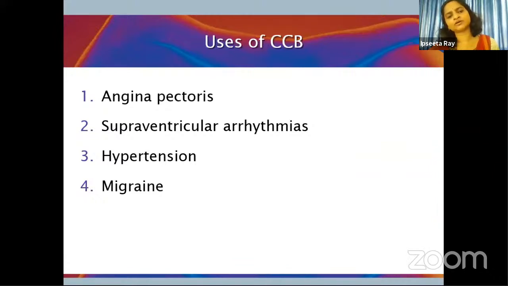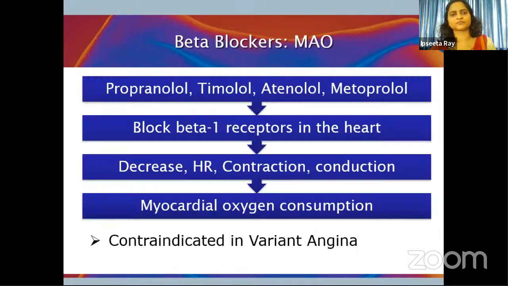Uses of calcium channel blockers: mainly for prophylaxis of angina pectoris. They are used for all types of angina. Now, the action of verapamil on the heart is to reduce the heart rate, which is exploited therapeutically in supraventricular arrhythmias, where the heart rate goes up. In hypertension, amlodipine causes vasodilatation and hence reduces the blood pressure. Then verapamil and nicardipine are all used for prophylaxis of migraine. So these are the important uses of calcium channel blockers.